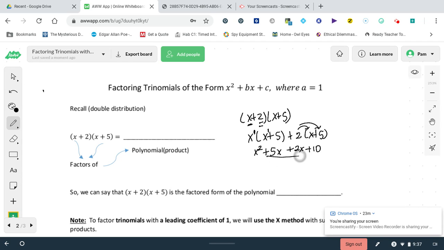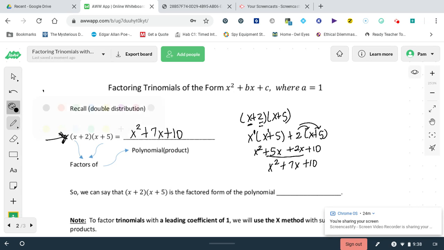Okay, I'm going to combine the like terms. When you combine like terms, please don't change the exponents. Only add or subtract the coefficients. So I end up with x squared plus 7x plus 10. So these two factors produce the polynomial, or the product, x squared plus 7x plus 10.